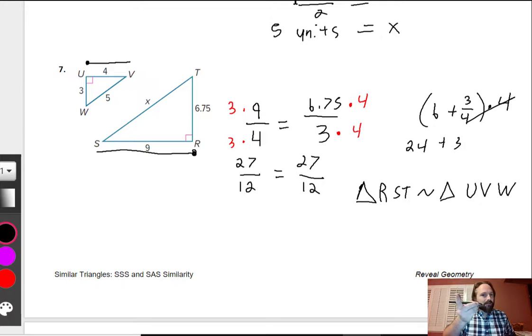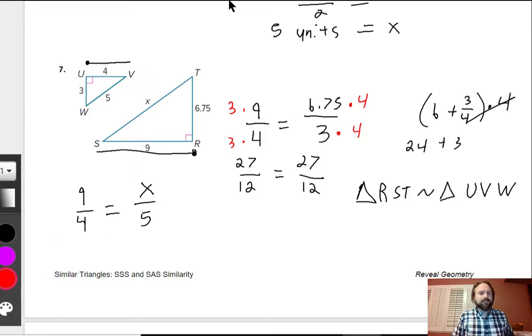But wait, guys, we still need to find out what x is. In all actuality, we could have done the Pythagorean theorem to figure out that answer, but they want us to do it this way. So let's do the following. We're going to say 9 over 4 will equal x over 5. Okay, solve for x.